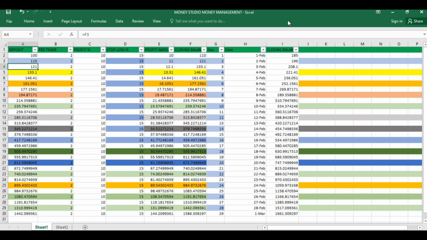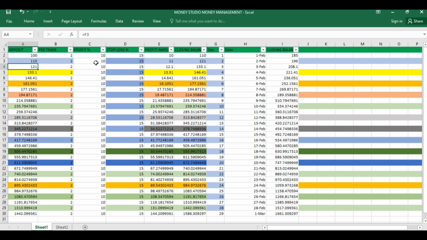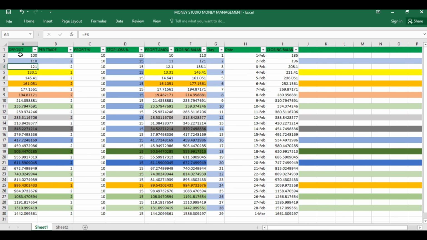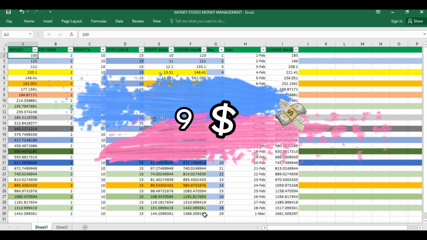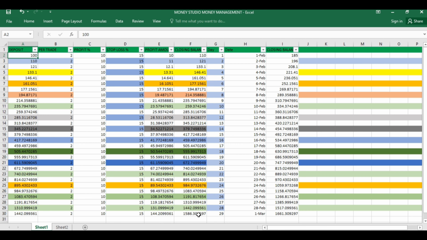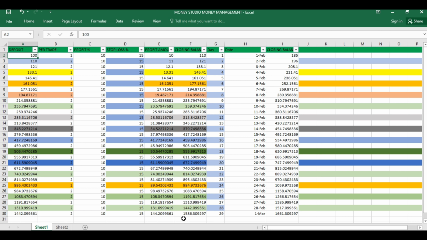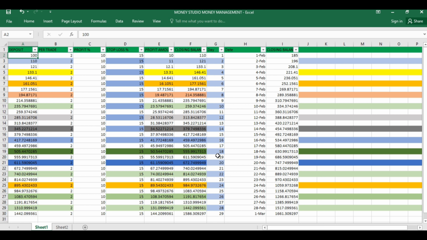So now the main thing is, what will be your profit according to 10% daily gain? What will be your end of the month amount, or end of the month profit, with only a $100 balance? Only $100 balance. At the end of the month your closing balance will be $1,586. So if I calculate, the profit amount will be $1,486. That will be your profit amount. If I calculate in rupees, somewhere around 1,20,000 rupees maybe. So that will be your profit amount.